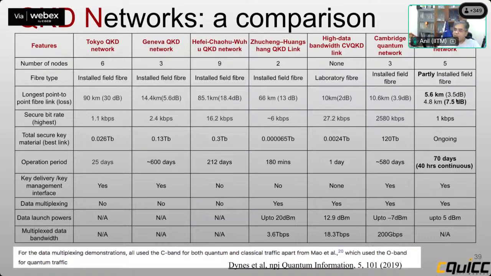7.5 decibels is something like 35 kilometers, but we are getting that loss over 5 kilometers. So it's not sufficient to quote only the distance. You have to worry about the loss. The other thing you have to worry about is the rate.